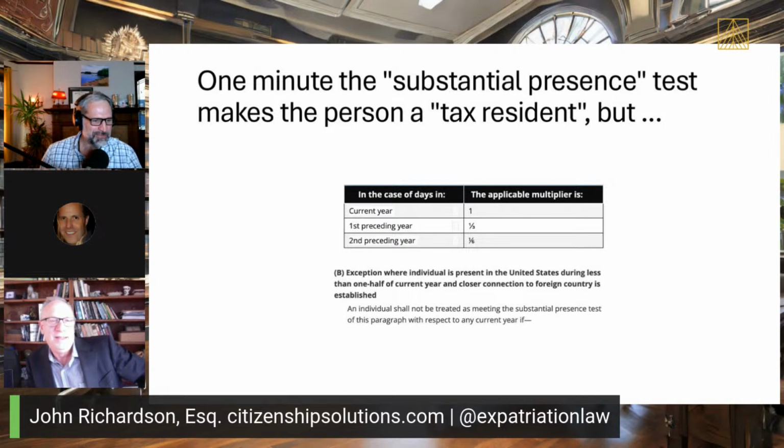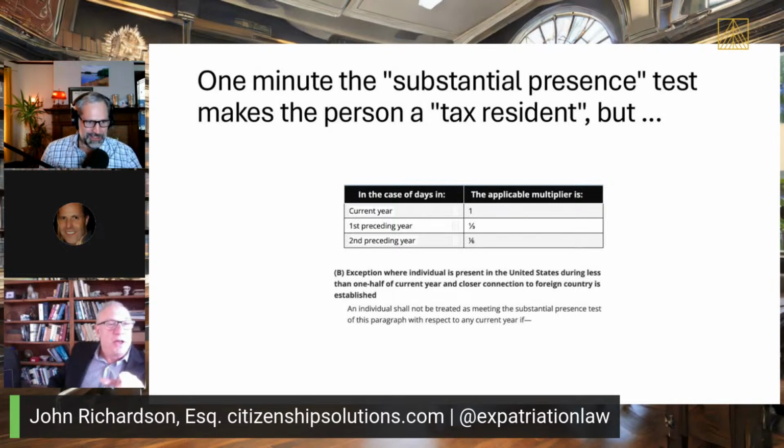Now, this is so critical to understand here, because this is different from treaty tiebreakers. The effect of this is that you're not a tax resident even when you really are. It's like Alice in Wonderland. It's amazing. I'm a tax resident, but I'm not. This is weird. Okay, now, before we go further, let's pause for a minute and give this context, right?